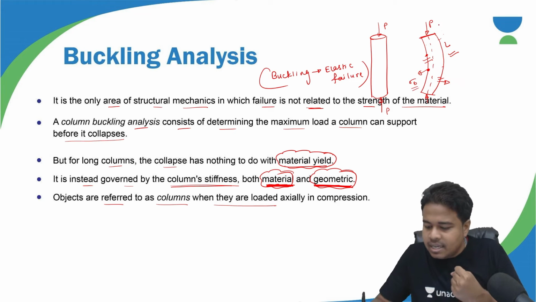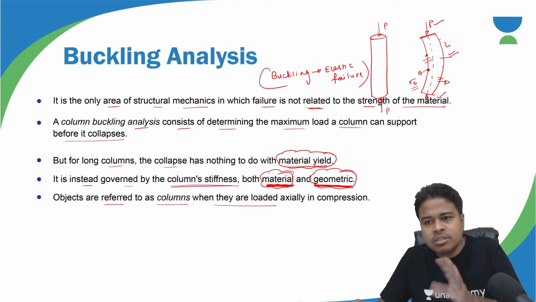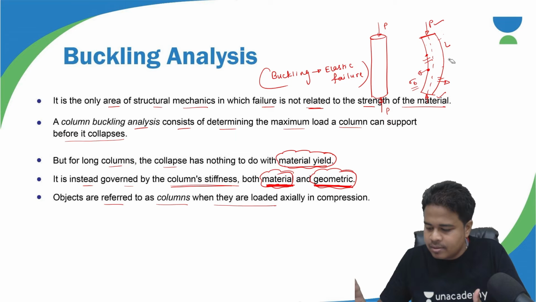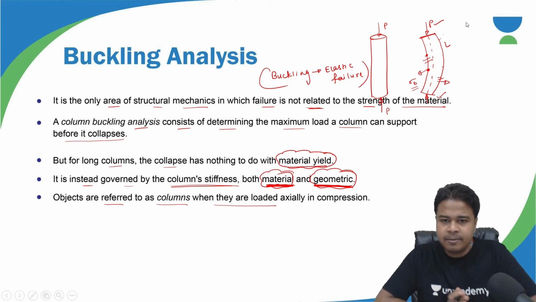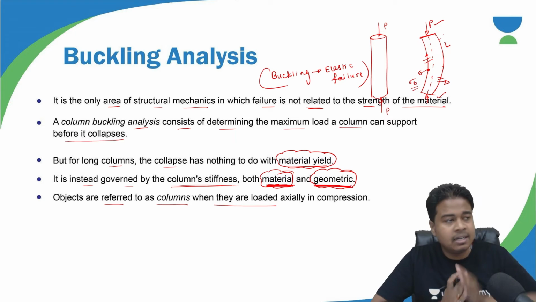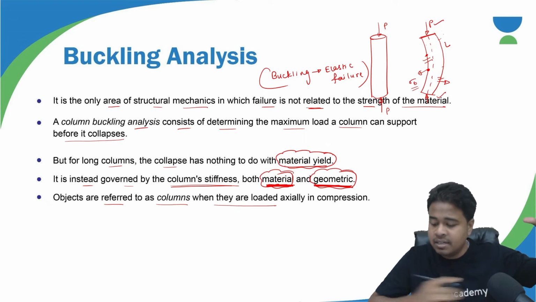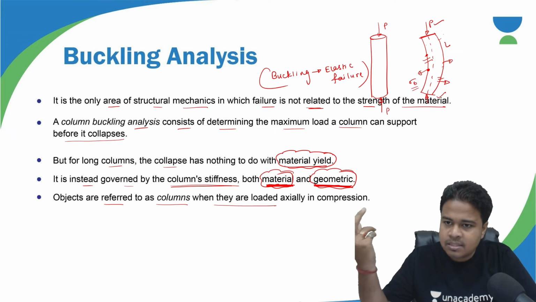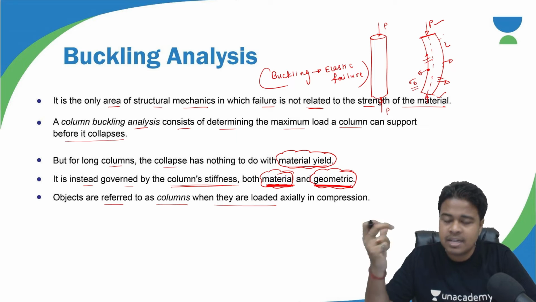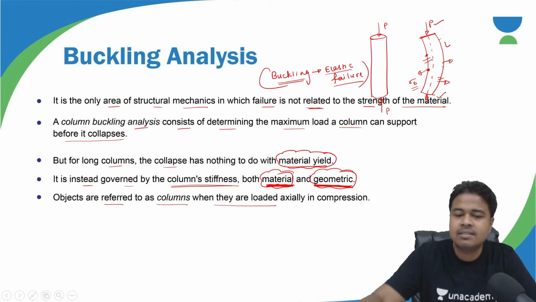However, if we remove that load, then again it will come back to its original shape and size, which is the opposite of buckling. It will come back straight, but it will affect our structure's stability, even if it is going to have a slight buckle. So that's why we try to avoid this buckling, which is nothing but an elastic failure.